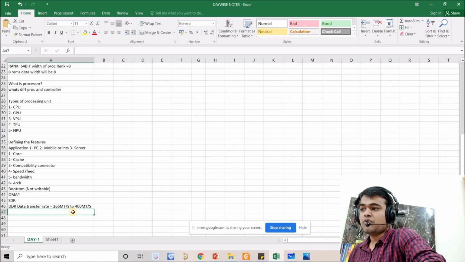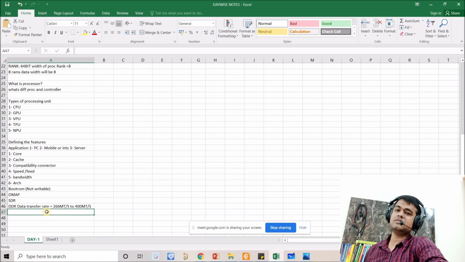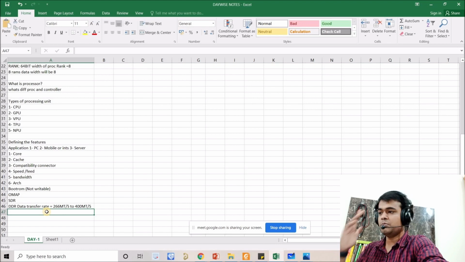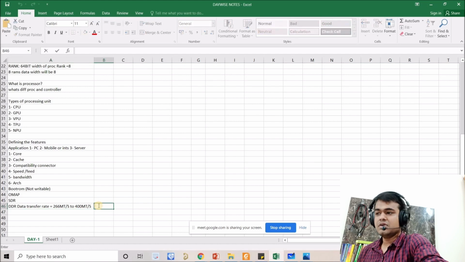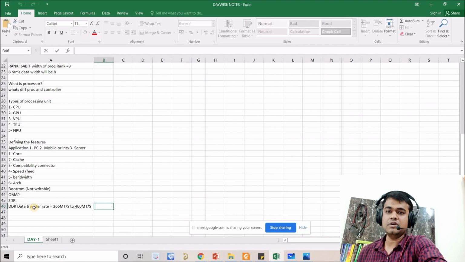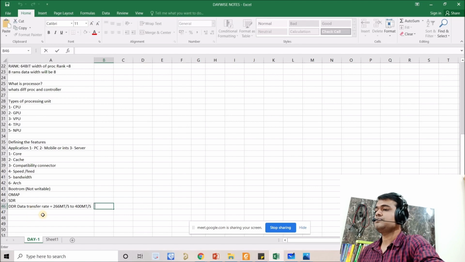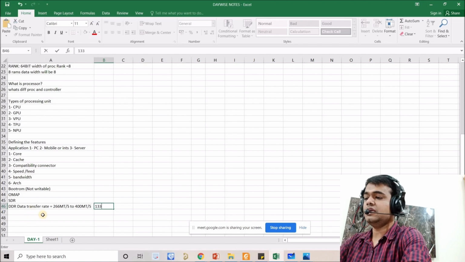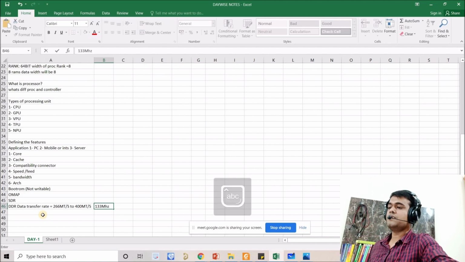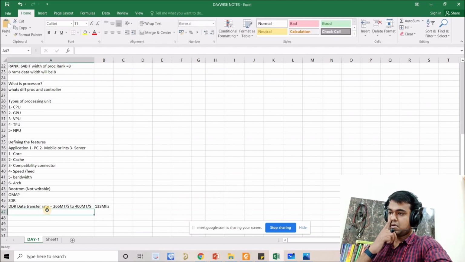So this is double data rate. If I ask one question, and this is really simple, I hope you can answer: what will be the clock frequency if we have a data rate of 266 mega transfers per second? 133 megahertz. Correct. It will be half of this because the data rate is doubled, right? So it will be 133 megahertz.